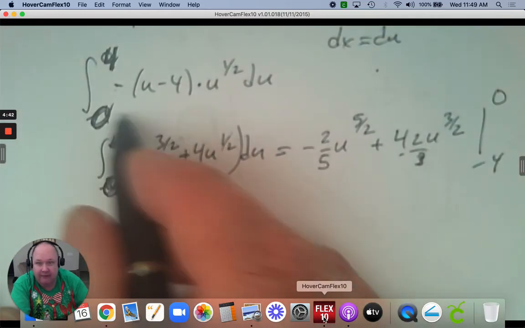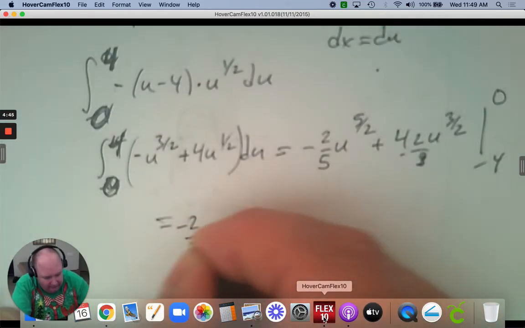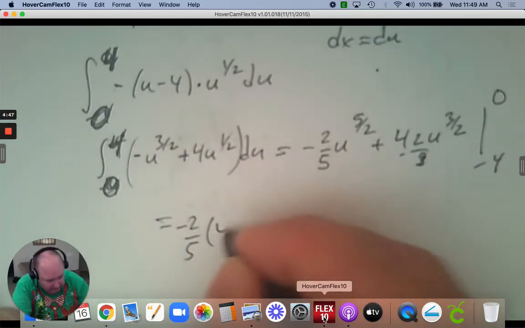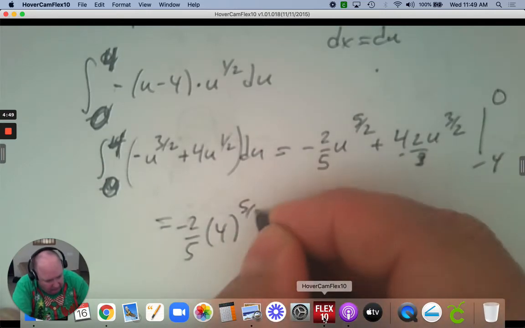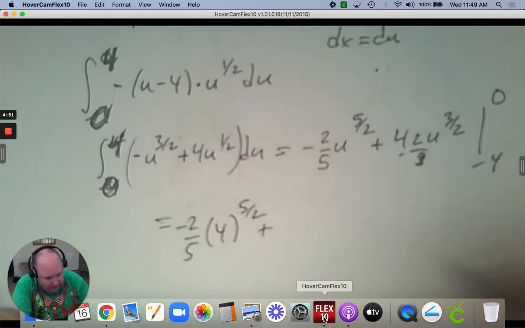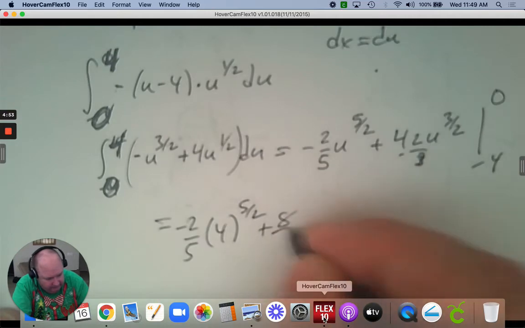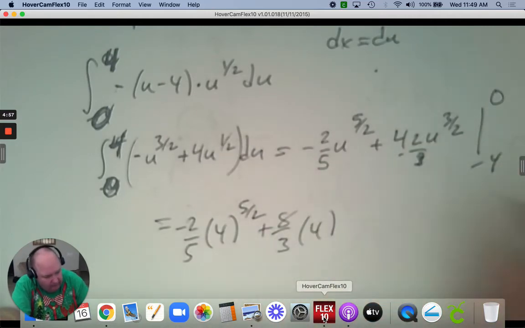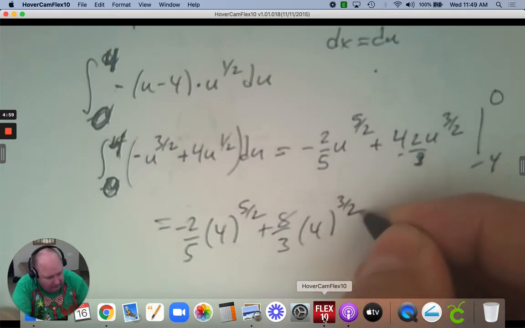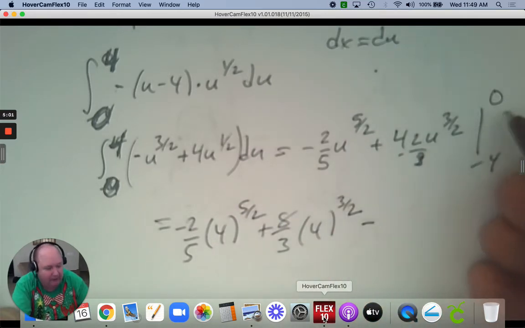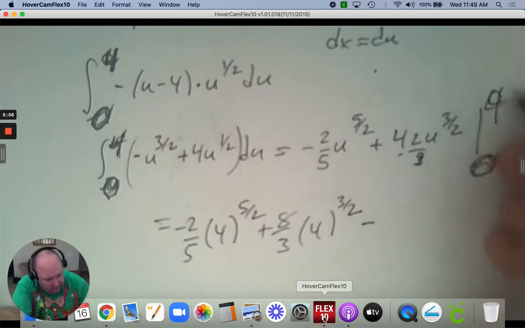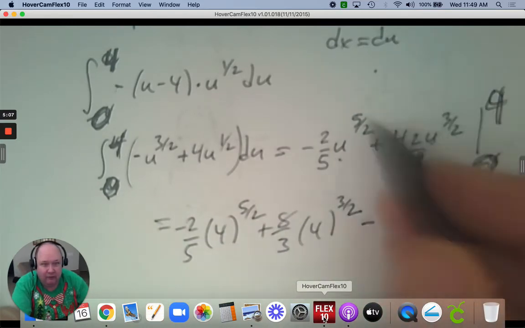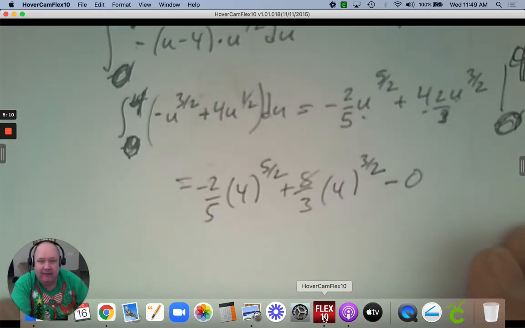So we're going to plug in the upper limit first. That's negative 2/5 times 4 to the exponent 5/2, plus 8 over 3 times 4 to the exponent 3/2. And then I'm going to subtract. Now, when I plug in 0, the answer is 0. So that there is the answer.